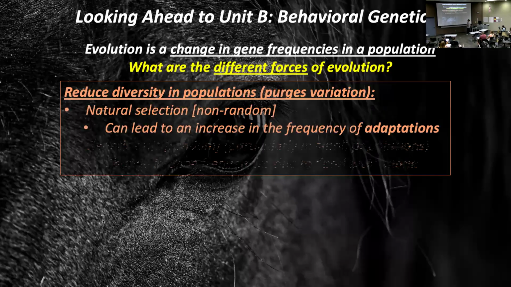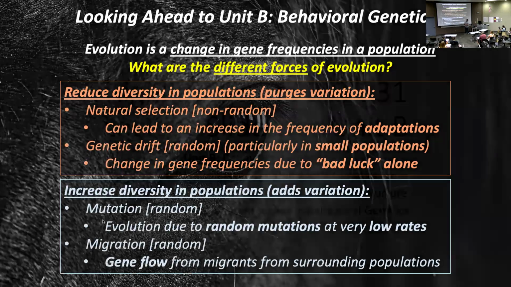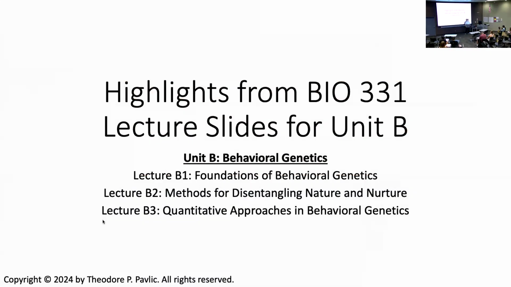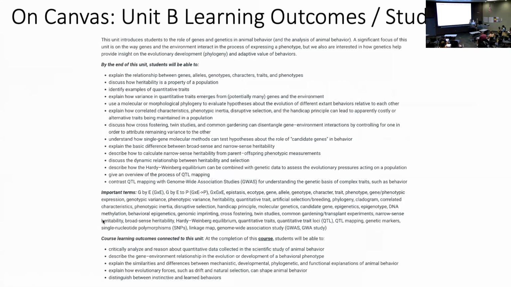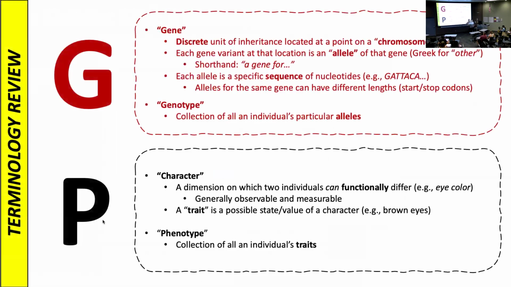Okay, so genomic stuff. That's Unit B. So behavioral genetics, behavioral genomics. Again, this is kind of what it looks like on Canvas. I don't have a term sheet available for Unit B. I'll try to get one available, but you can go to these.